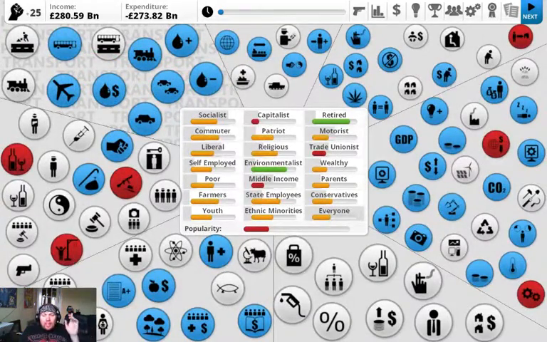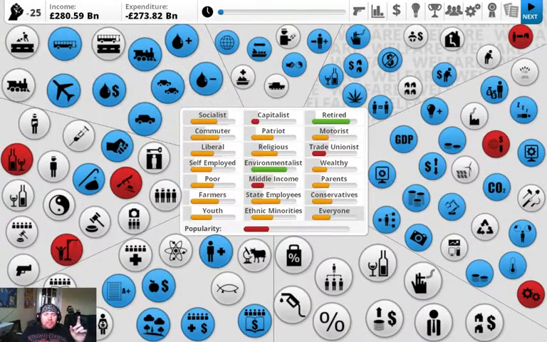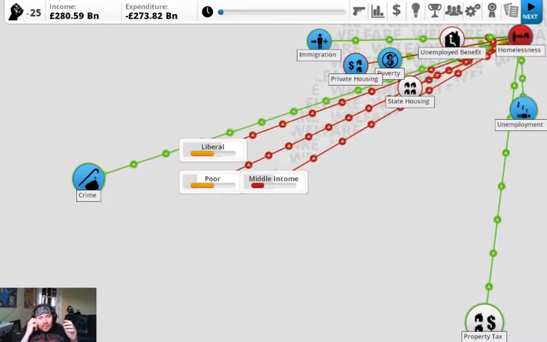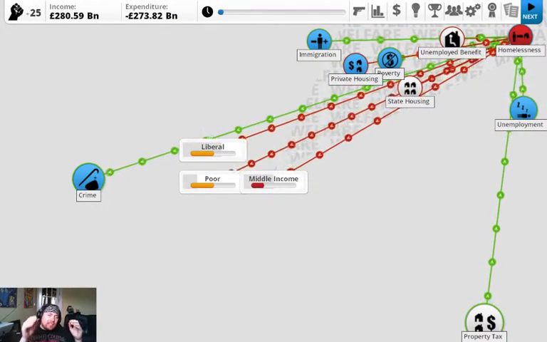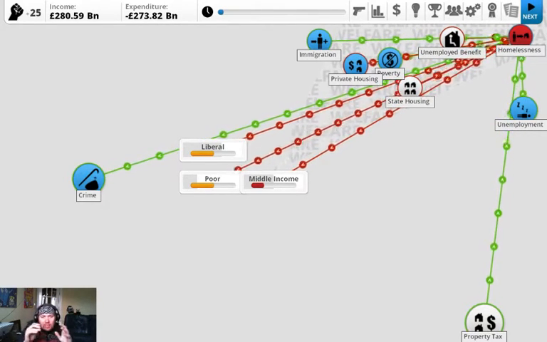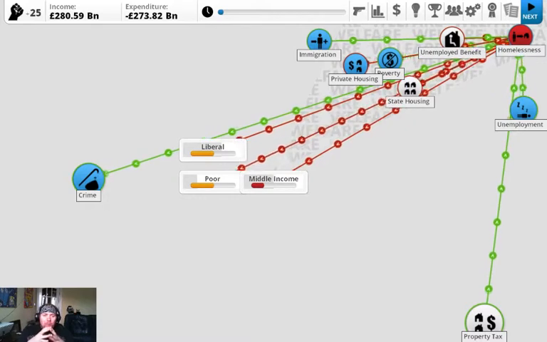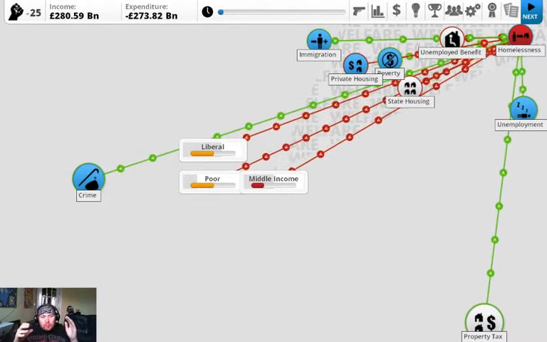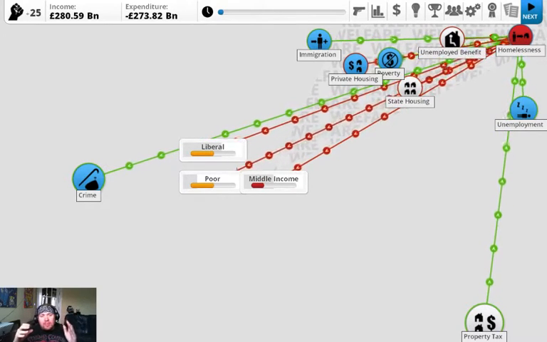So let's have a look at the things that are red. First of all, we have the homelessness situation. Homelessness, as you can see, massively dependent on unemployment. So this is hugely dependent on that. Again, you can see that it's a problem for the liberals, it's a problem for the poor, and it's a problem for the middle income.